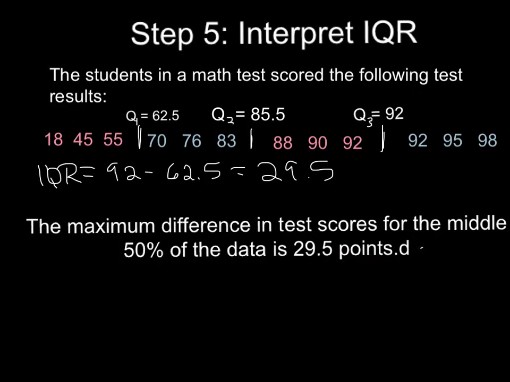I don't know why there's a D there, so I'm just going to cross it out. All right, so again, the maximum difference in test scores for the middle 50% of the data is 29.5 points. I'm assuming this is points, it should say.